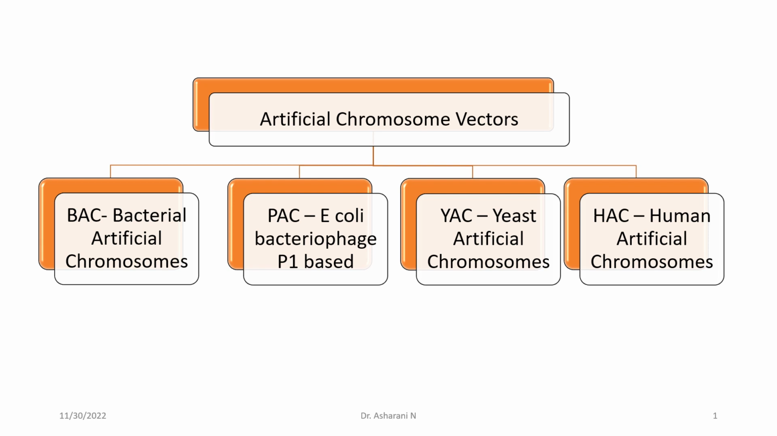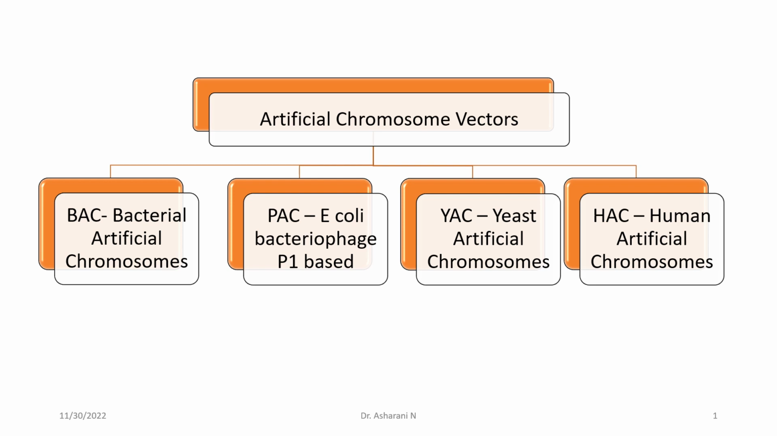Another type of vectors which are in use in rDNA technology are artificial chromosome vectors. So they are artificial and they are chromosomal vectors. So different types of artificial chromosome vectors we have. For example, bacterial artificial chromosomes, abbreviated as BAC. Then we have PAC. Actually, they are P1 bacteriophage based chromosome vectors which are derived from E. coli. YAC, that is yeast artificial chromosome, and we have HAC, that is human artificial chromosome.